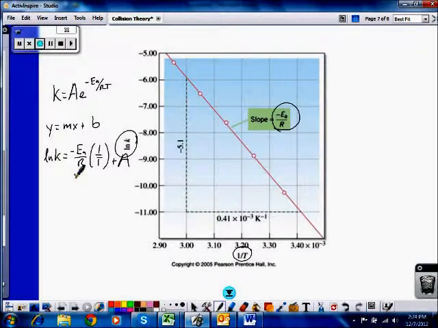This means that if we're in a lab, there are ways to determine k at different temperatures for a given reaction. So we can plot that experimental data and determine the activation energy.